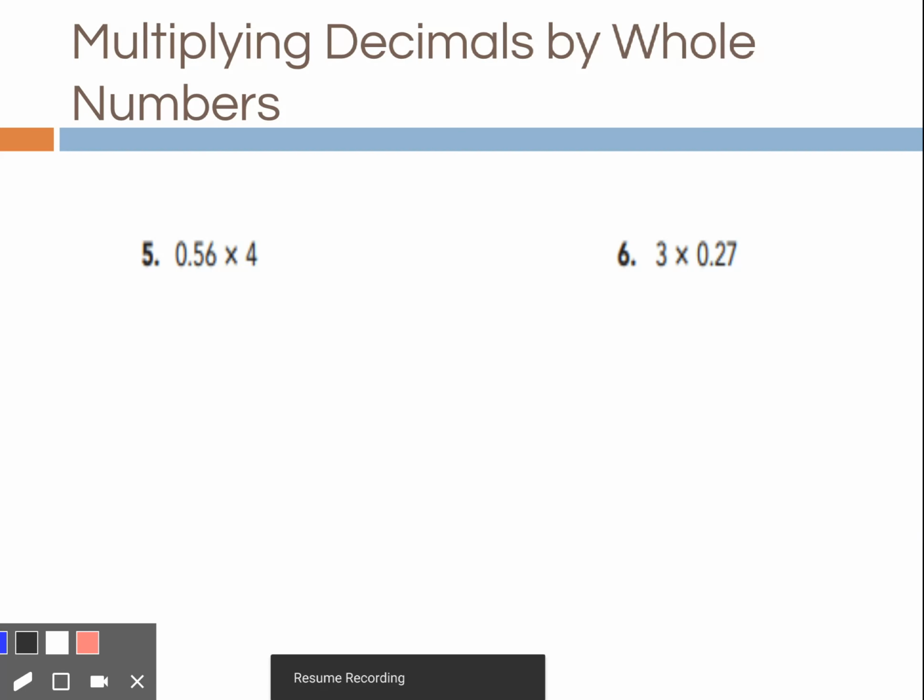So we have another 2 examples, 56 hundredths times 4, and then 3 times 27 hundredths. So do whatever method you choose and come back and check your answer. With me, I'm going to use the multiplication method, but either way you should get the same answer. So pause now and come back when you've completed them.